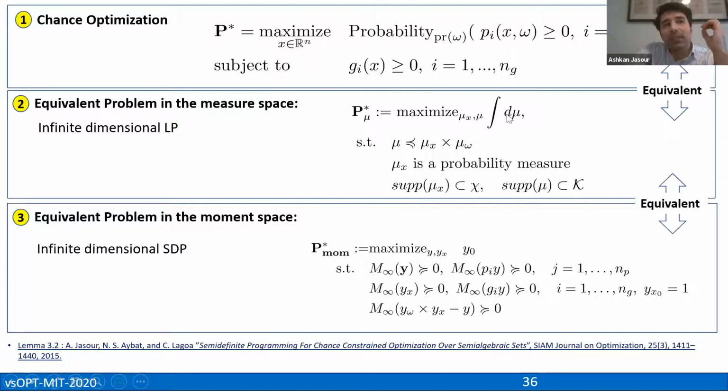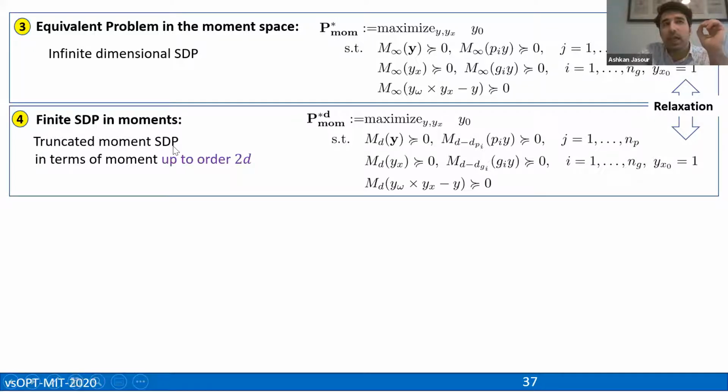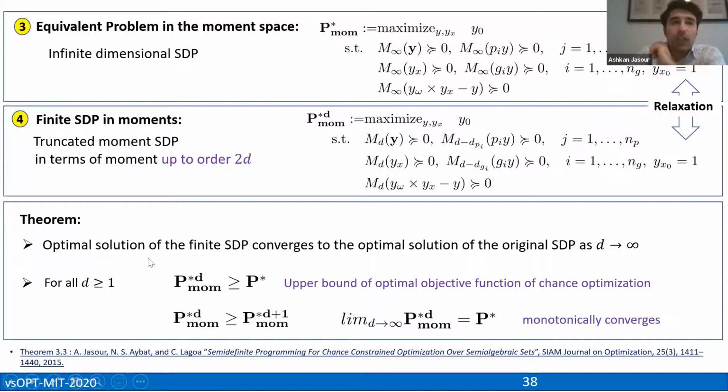Now, to solve this infinite dimensional semi-definite program, in the next step I am going to truncate the matrices and only look for the moments up to order 2D. This results in this new finite moment SDP, where I'm just looking for the moments up to order 2D. Then the following theorem holds true. We can show that the optimal solution of the finite moment SDP converges to the optimal solution of the original infinite dimensional SDP as we increase D, the relaxation order. As I look at the higher order moments, as I increase D, the solution of the finite SDP is going to converge to the solution of the original SDP.